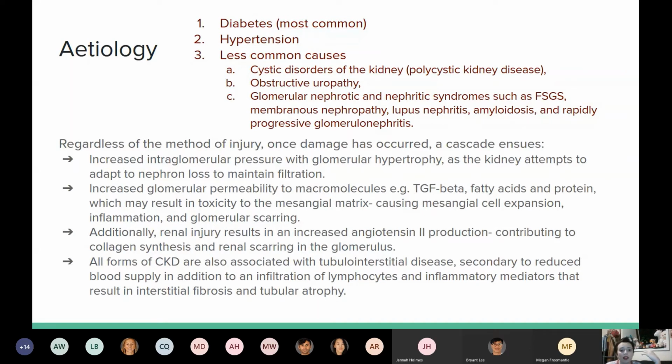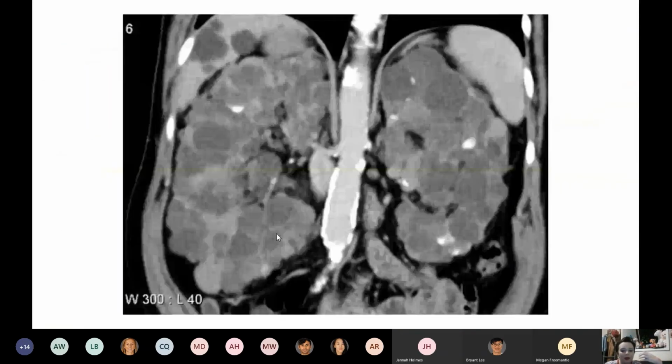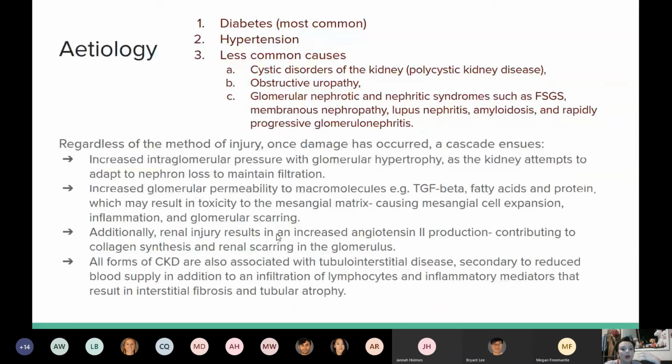Increased glomerular permeability to macromolecules. So because you've then started to get this hypertrophy, you've got almost spacing out, you're then getting more things passing through the glomerulus, you're then getting more toxicity to the mesangial matrix. So you end up with mesangial cell expansion, inflammation and scarring of the glomerulus. You are also getting more angiotensin II production. Now that's kind of almost like an inflammatory style of response, and you get renal scarring in the glomerulus.